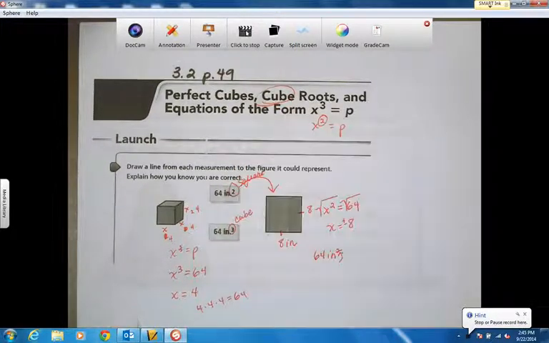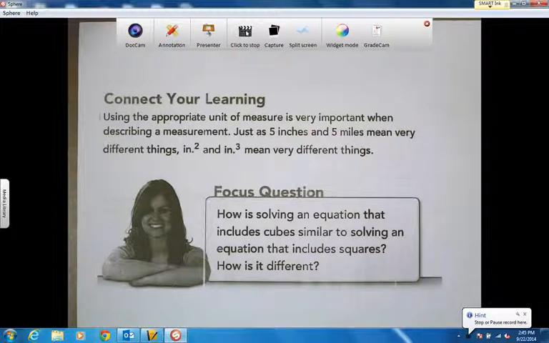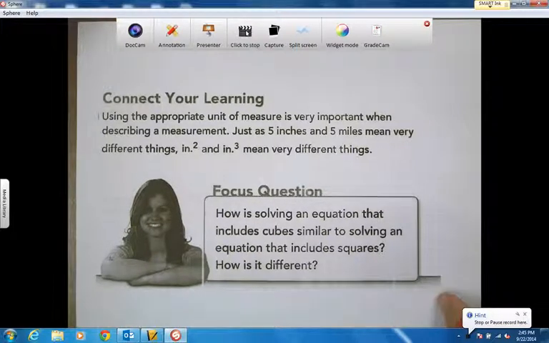Okay, all right, so let's go ahead and look at our lesson today. And our focus question of the day is, how is solving an equation that includes cubes similar to solving an equation that includes squares? How is it different? Hopefully by me going over that launch, you see how they are similar and how they now are different. So that's kind of our big focus question for the day.